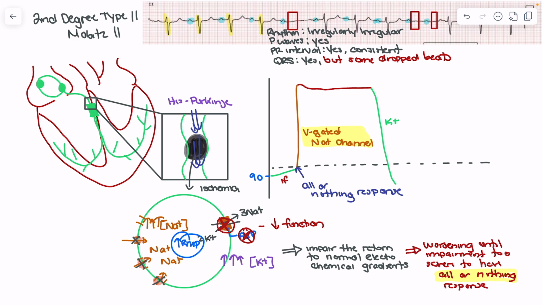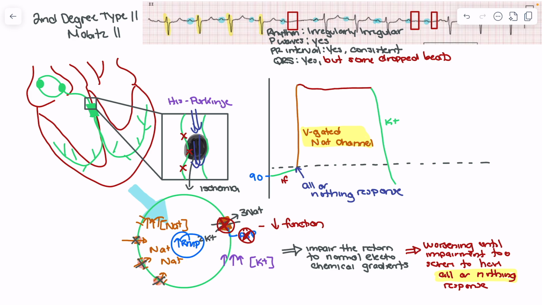The cell will begin to swell. Because we have an increase in intracellular sodium, we start to see more water entering the cell, which can disrupt our gap junctions and make it harder for the impulse to travel along the conduction system. If we start disrupting those gap junctions throughout the conduction system, it can be harder for the impulse to propagate down the conduction system, making it even worse.